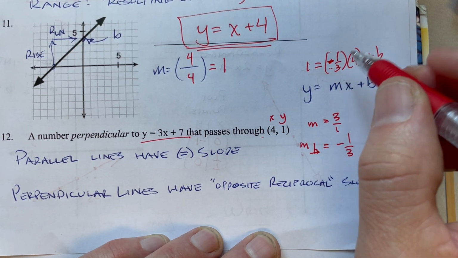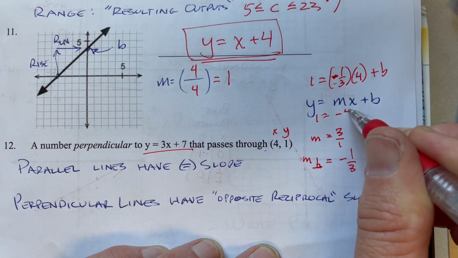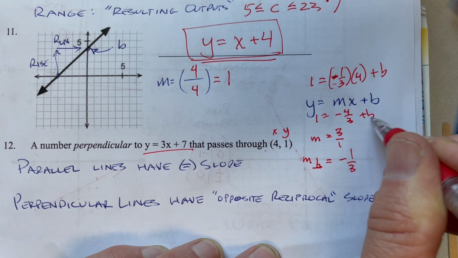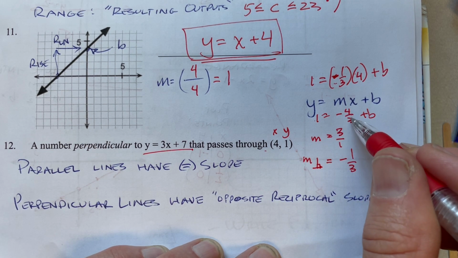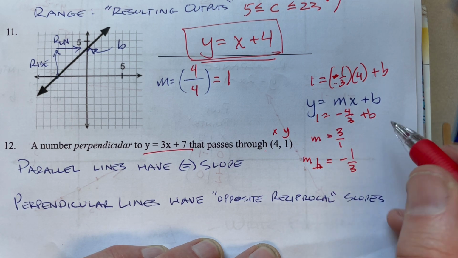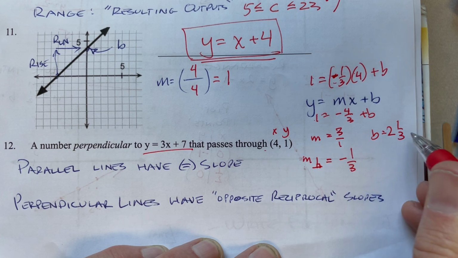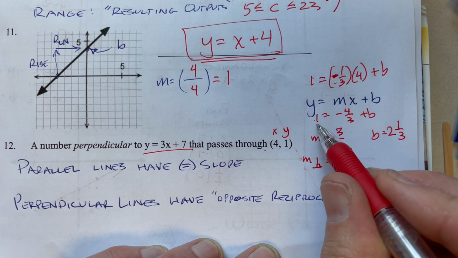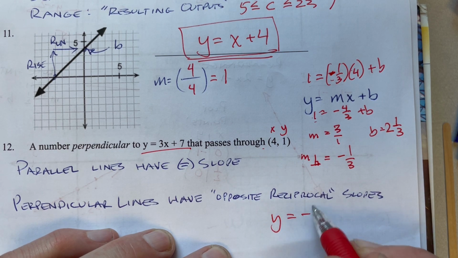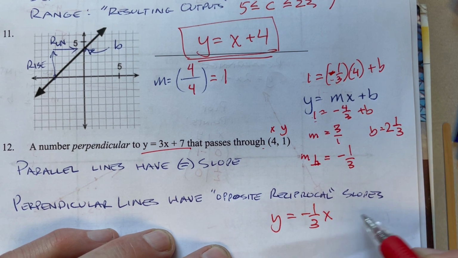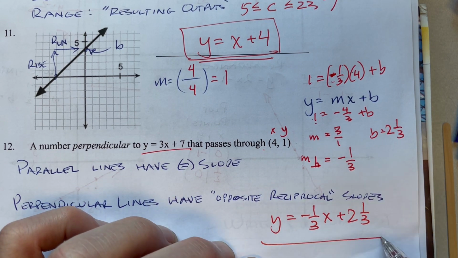Well, that's going to be -4/3. So I'll write that down here. 1 equals -4/3 plus b. If I add 4/3 to both sides, that's 1 1/3 that I'm adding to both sides. So 1 plus 1 1/3 is 2 1/3. So b equals 2 1/3. Okay, I don't have quite enough space, but you can type that in your calculator. And then your final answer is y equals -1/3 x, then plus 2 1/3. Or you could write 8/3.